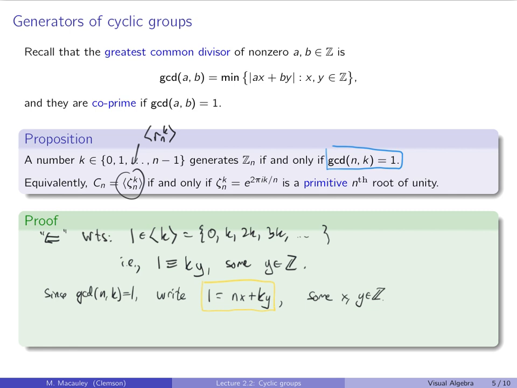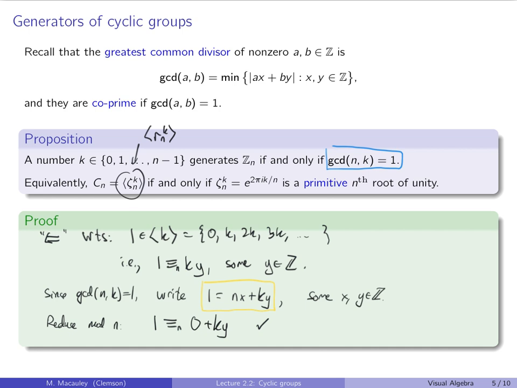Let's reduce both sides mod n. So if we reduce mod n, we get 1. And I'm going to write subscript n. I should have put a subscript n up here as well. So 1 is equivalent mod n to nx plus, well, what happens when you reduce this mod n? Well, nx is a multiple of n, so that just goes away, and we're left with ky. So 1 is equivalent mod n to 0 plus ky, or just ky, and that's exactly what we wanted to show.